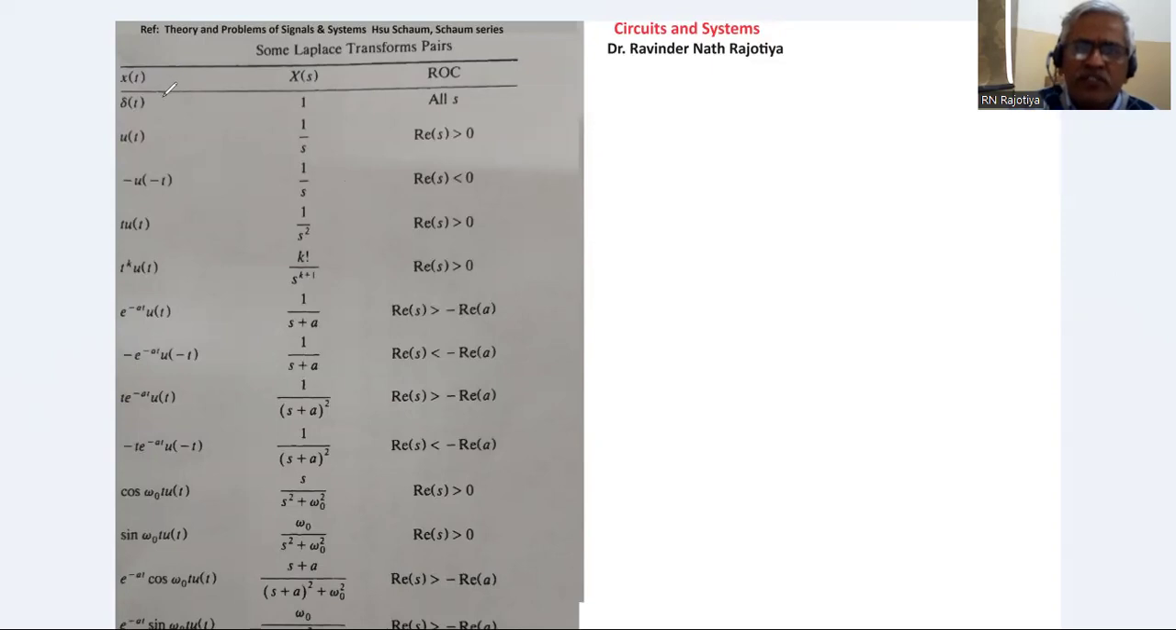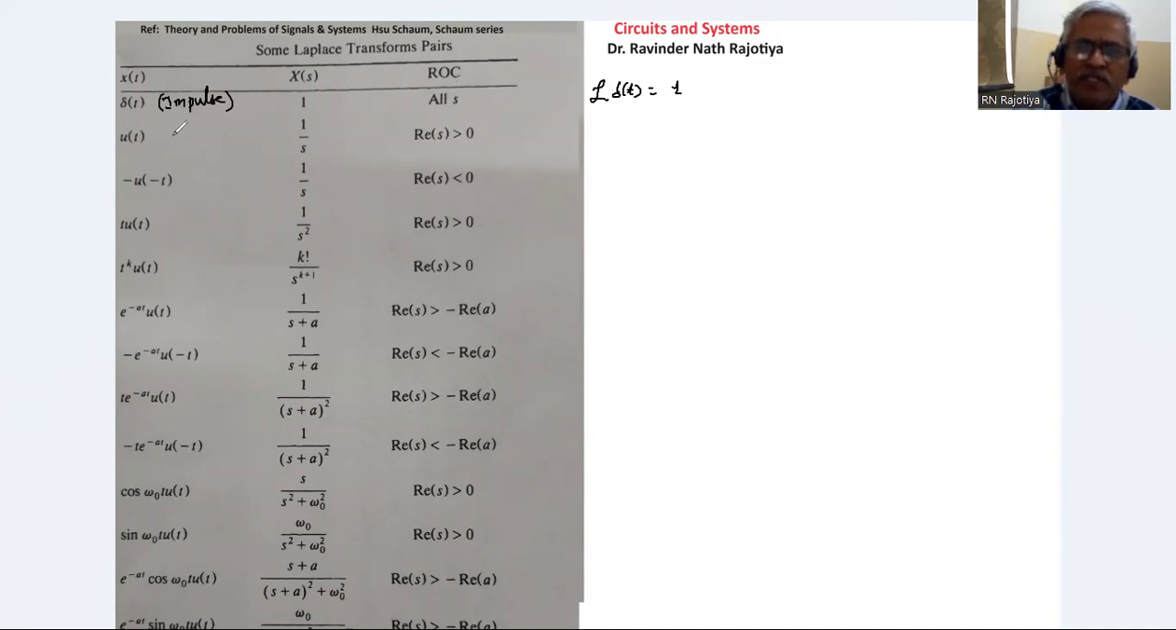We know the Laplace of an impulse function. So this is an impulse function. The Laplace of an impulse function is equal to 1. That is, Laplace of delta of t is equal to 1. And its ROC is the entire s-plane.